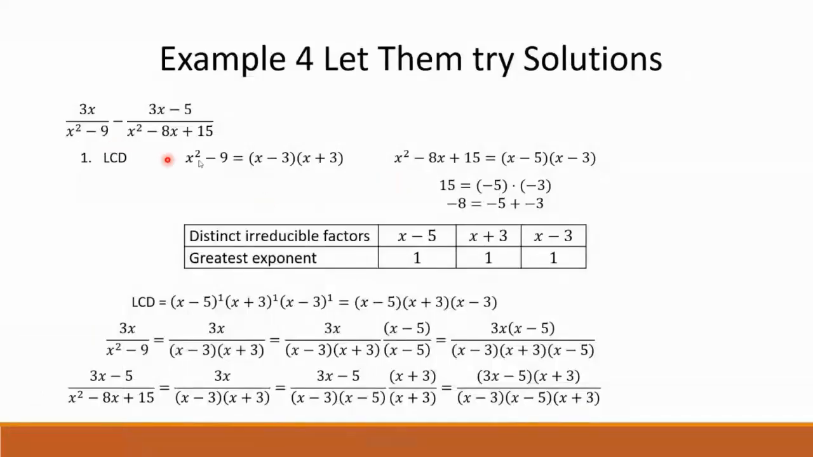Okay, so we factor each one of these. X squared minus 9, that's a difference of 2 squares. We factored it before, actually. It's x minus 3 times x plus 3. For this one, we get x squared minus 8x plus 15.